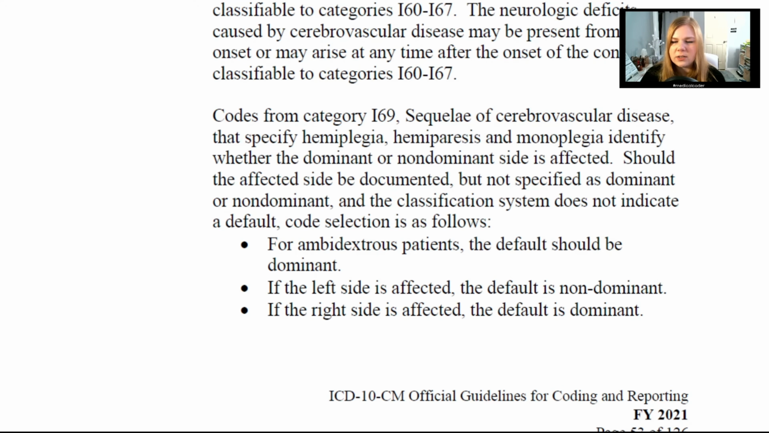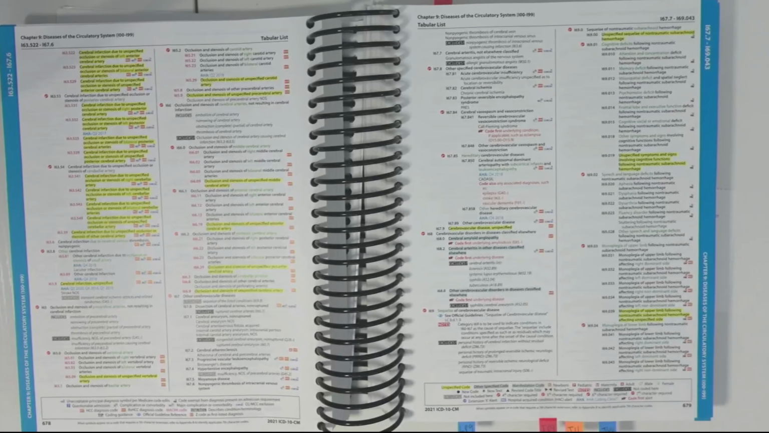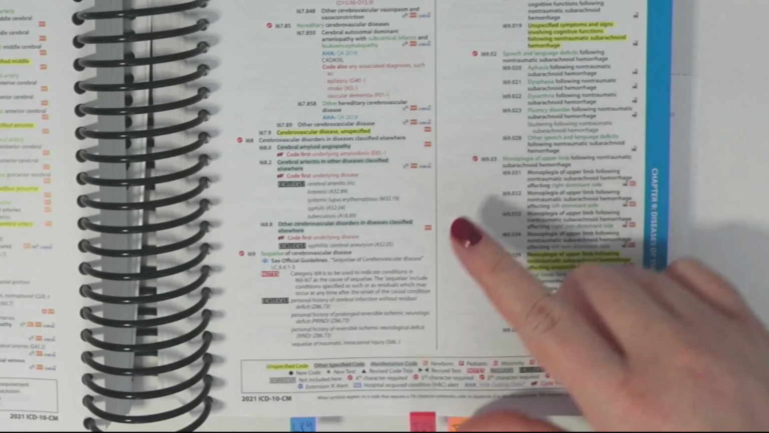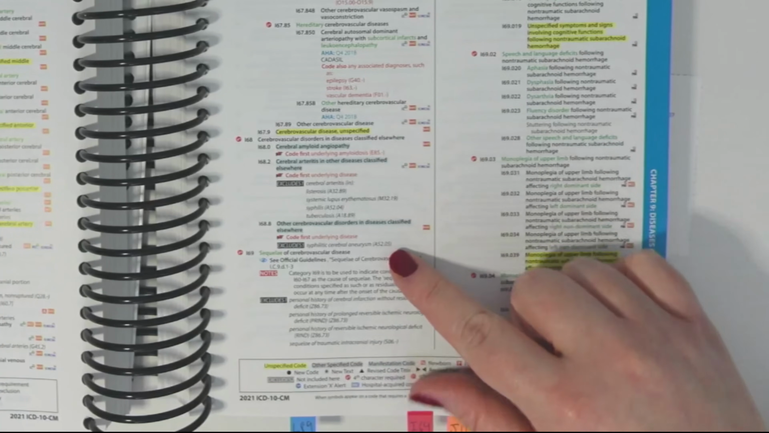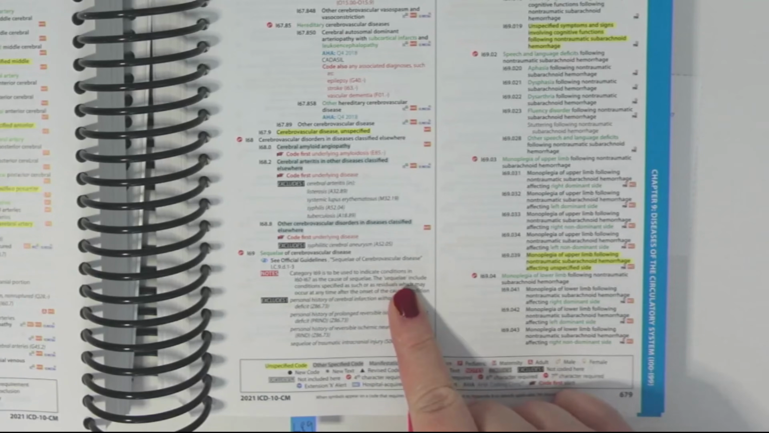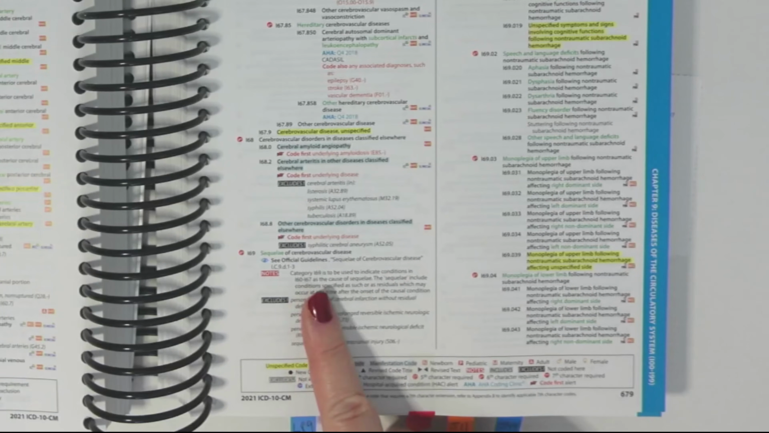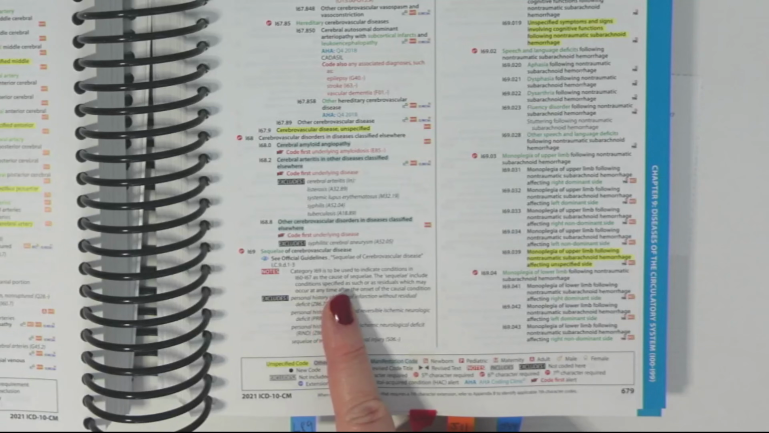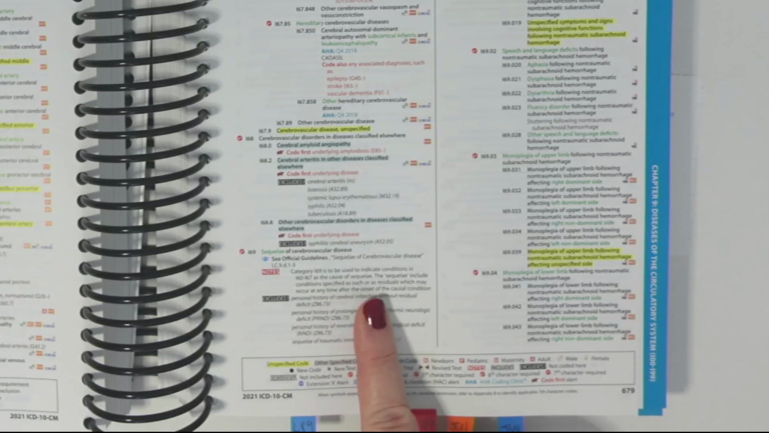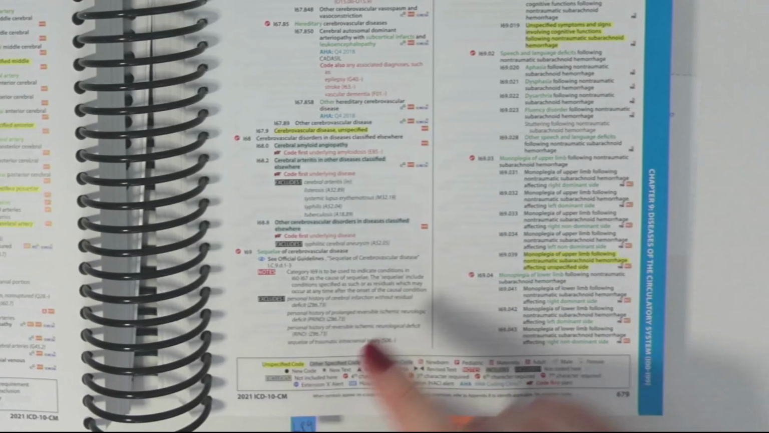Let's actually take a look at this in the book. When you head to your I69 section in the ICD-10-CM manual, and I'll zoom this in, under I69 it tells you that you can see the official guidelines here for sequela of cerebrovascular disease. And there's a note here: category I69 is to be used to indicate the conditions in I60 through I67 as the cause of sequela. So here we go, we can kind of look at these.